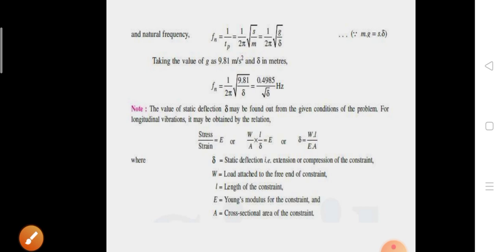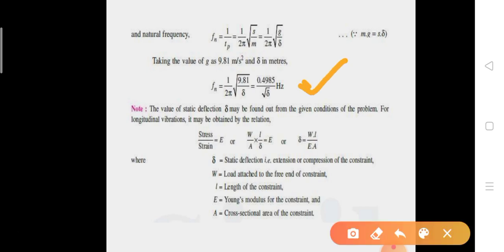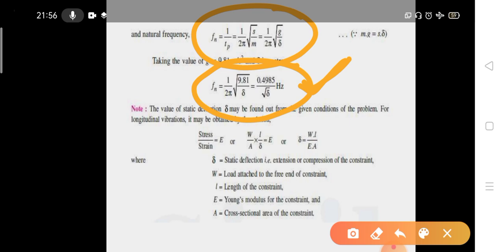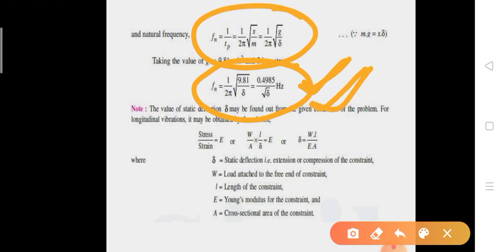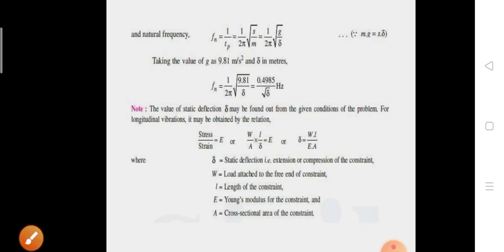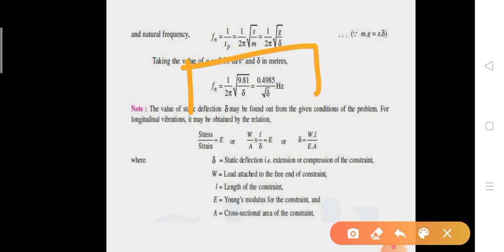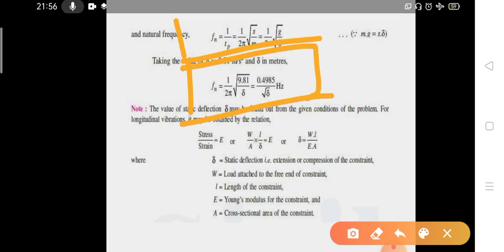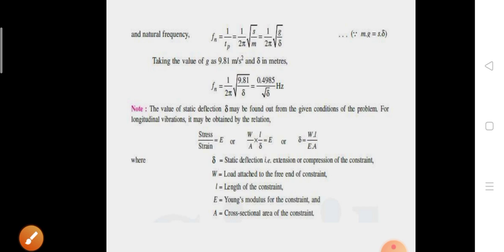Okay, so to find out the frequency of longitudinal vibration, you need to use this formula or these formulas. So for this formula, 0.4985 upon under root delta, you need to find out the value of delta by using this formula, that is delta is equal to WL upon AE. W is force, L is length, E is Young's modulus, A is area. Okay, so this is the frequency value of free longitudinal vibration.